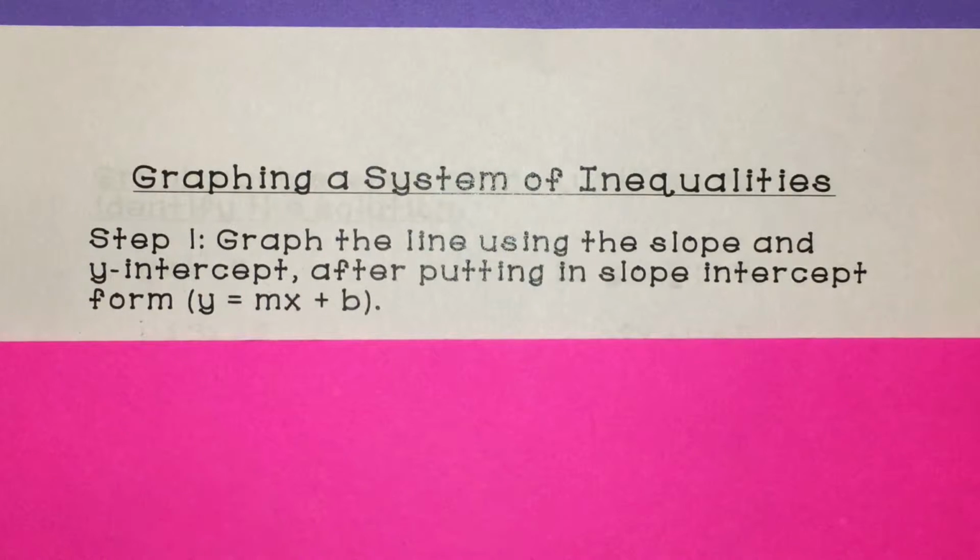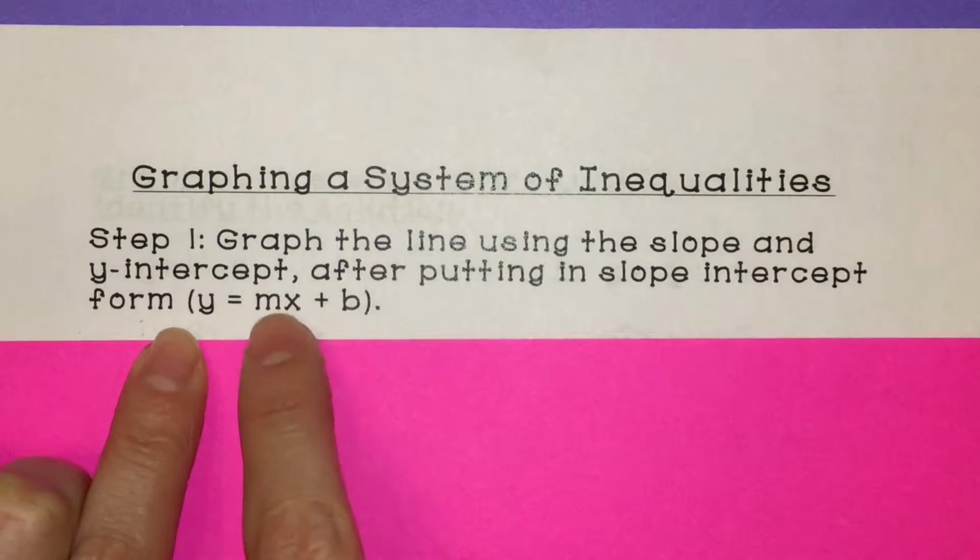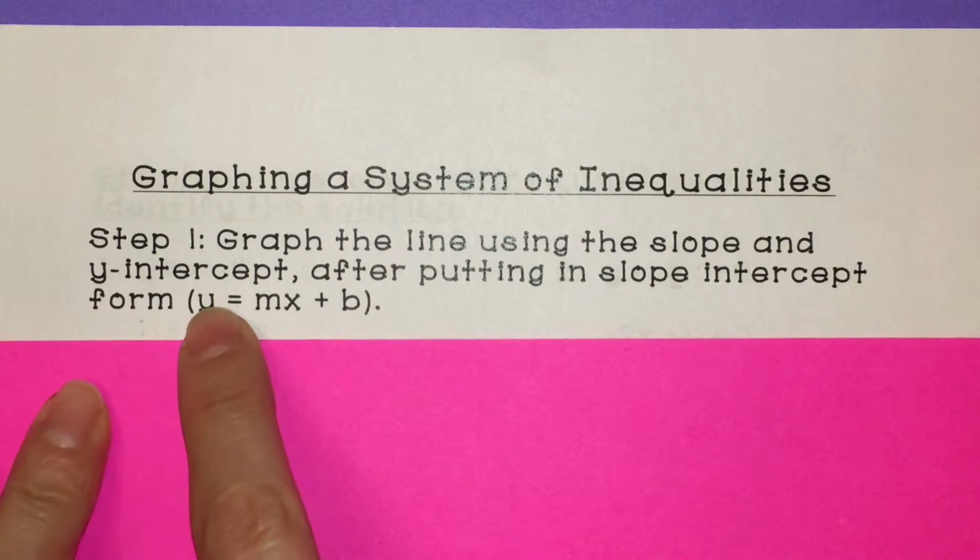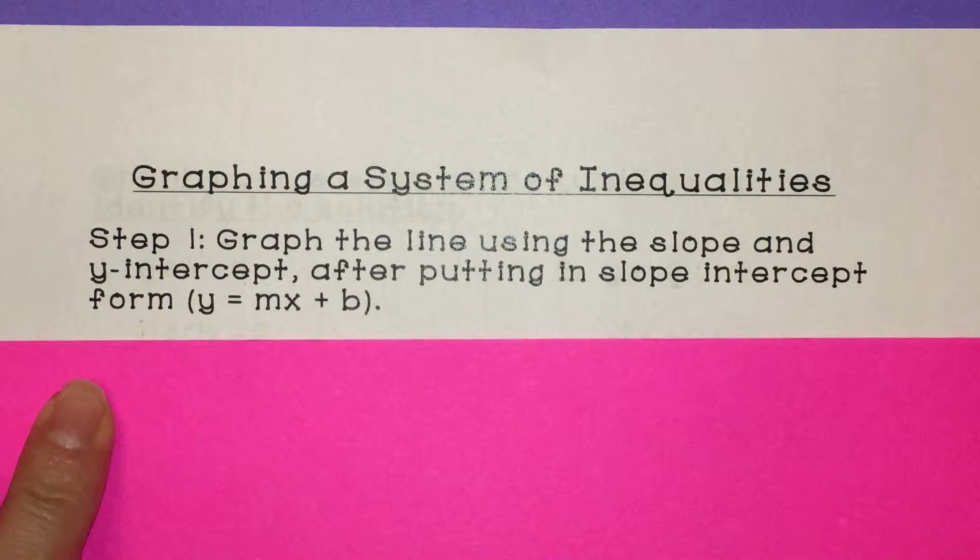So the very first thing is you have to identify that slope and y-intercept so that you can graph it. And it does have to be in y equals mx plus b form. If there's anything on the same side as y, move it to the other side.